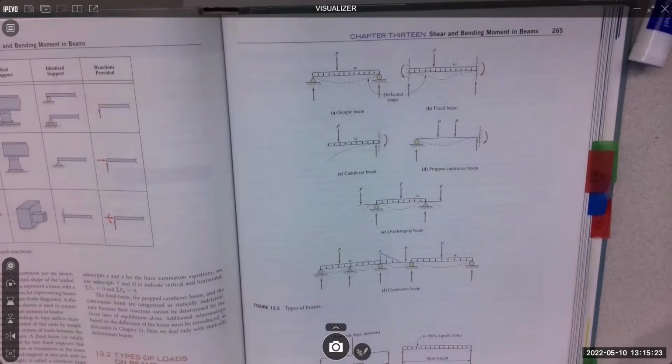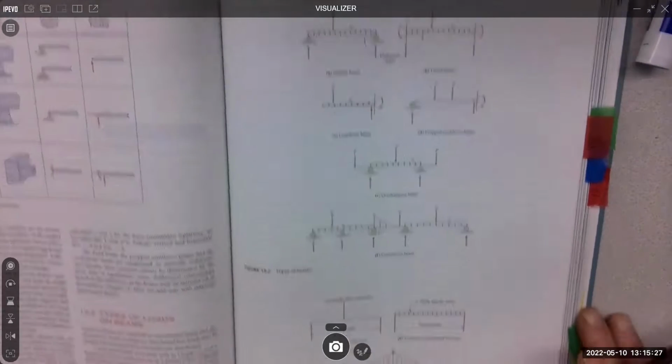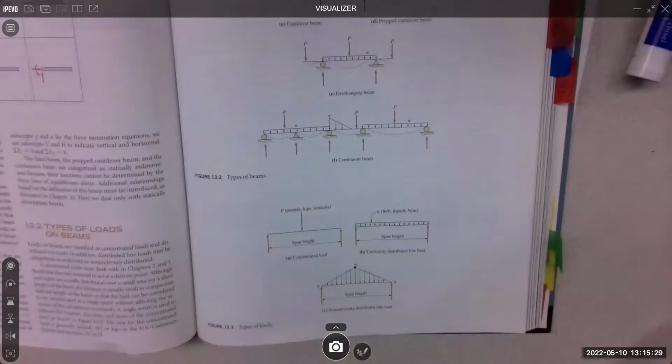So read through this. If statics has been a while or you just don't recall it, refresh yourself on it, because we kind of need the concept of summing forces in the X and summing forces in the Y to do this internal force analysis of a beam.